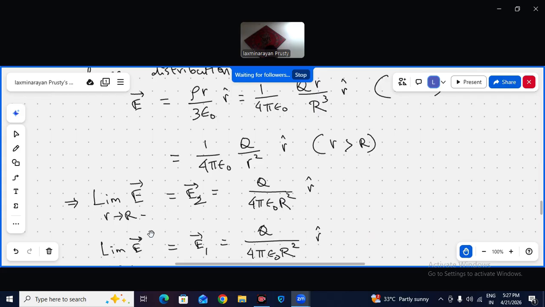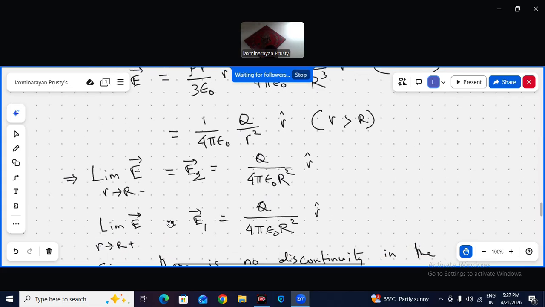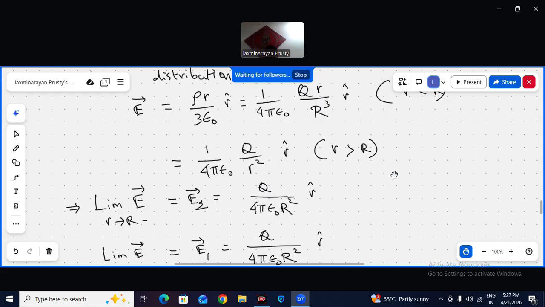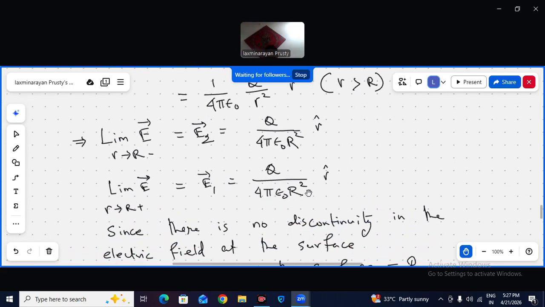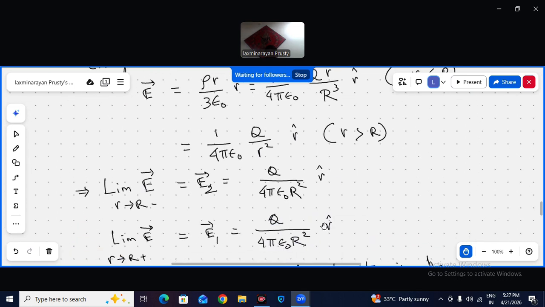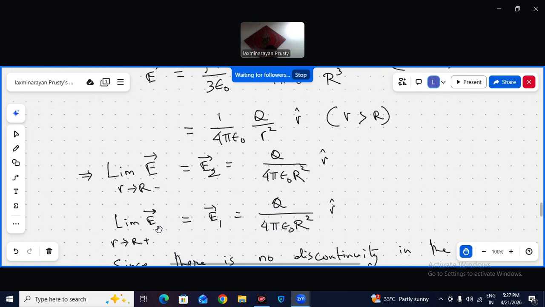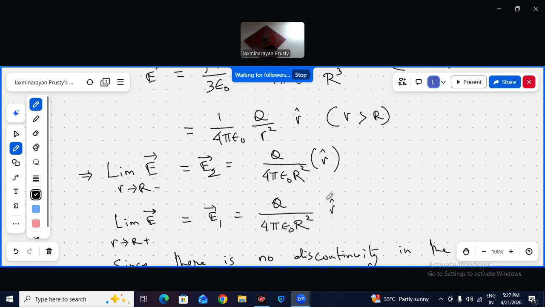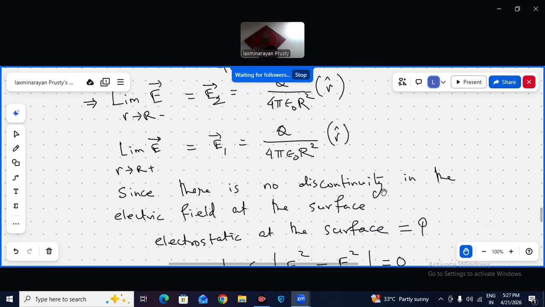Similarly, limit of E, r tends to capital R plus means from outside, that is E1, that is Q by 4 pi epsilon 0 r square, r is capital R square r cap. So compare the inner limit and outer limit, the inner neighborhood point and outer neighborhood point: same field, same magnitude, same direction. Yes or no? So there is no discontinuity in the electric field at the surface.